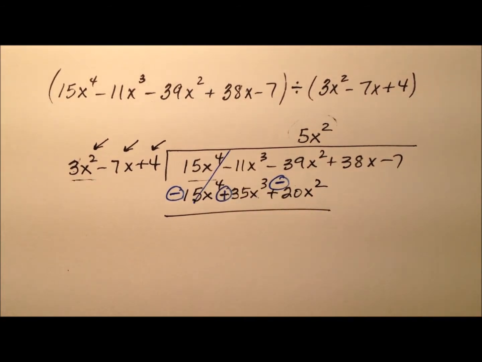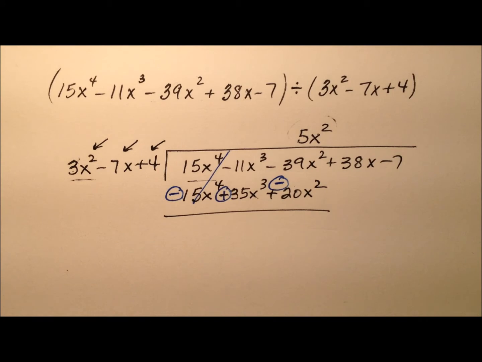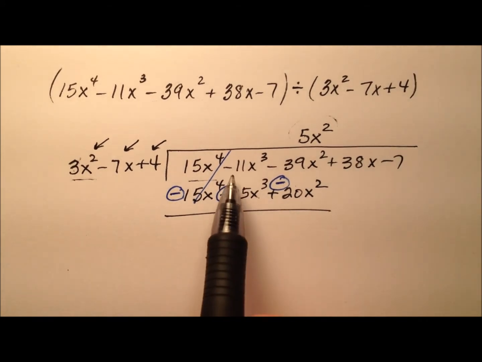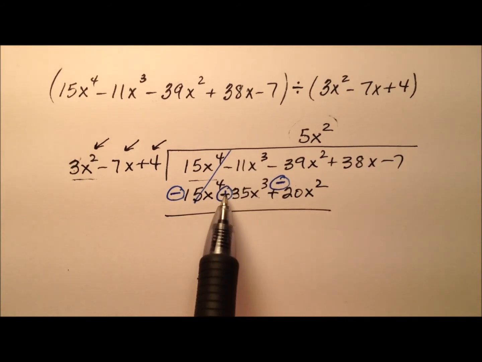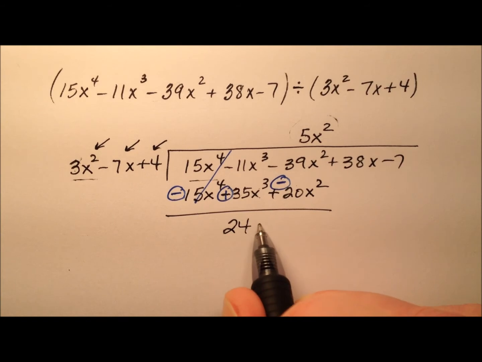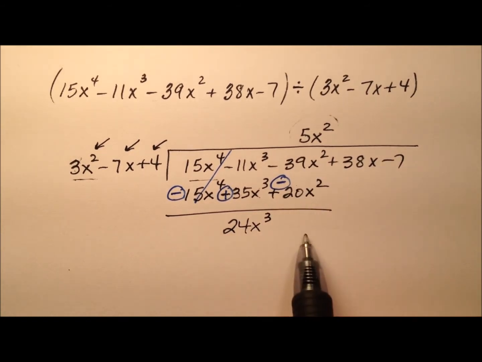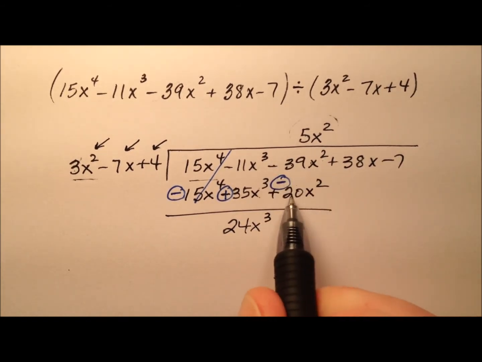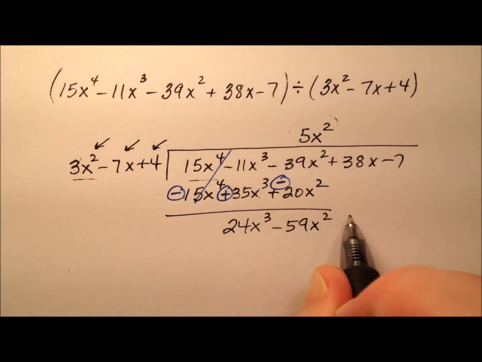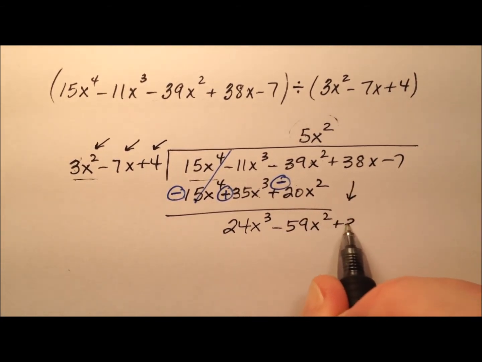And you'll notice, of course, these first terms cancel. That's by design. It needs to happen that way to make this come out okay. So then we have negative 11x cubed plus 35x cubed, and that's going to give me positive 24x cubed. Subtracting here, negative 39x squared minus 20x squared, and that'll be a negative 59x squared. And I'm going to bring down this positive 38x.